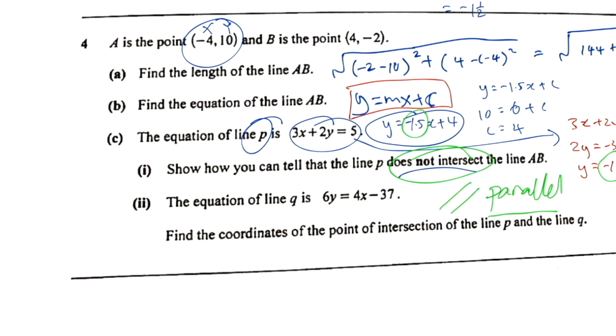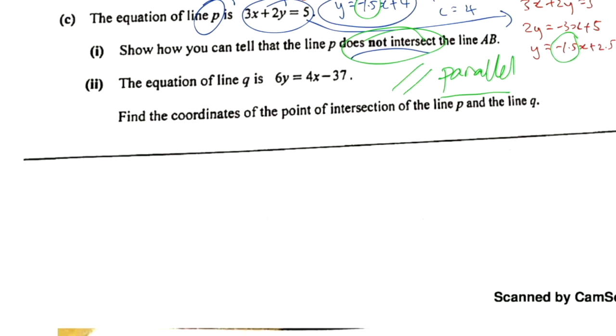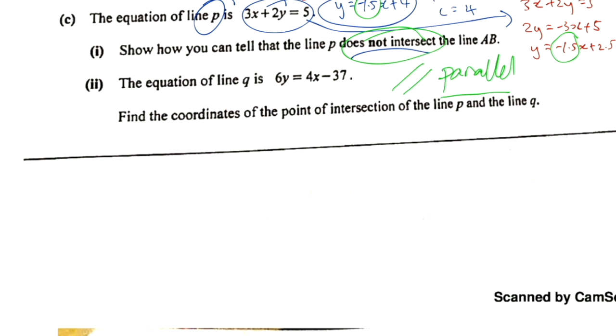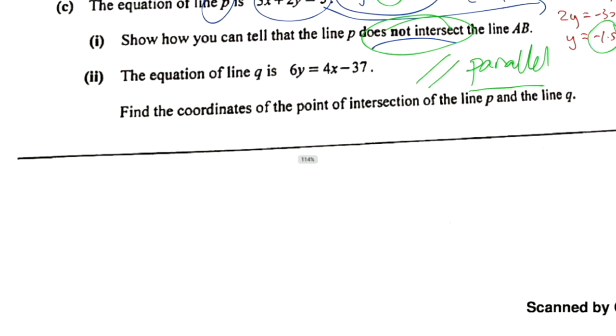Okay, next we have line Q. So now we need to compare line Q and line P. So how do we compare that? Because now you want to find the point of intersection. Point of intersection means they intersect each other. There is an xy coordinate. So you gotta use simultaneous equations.